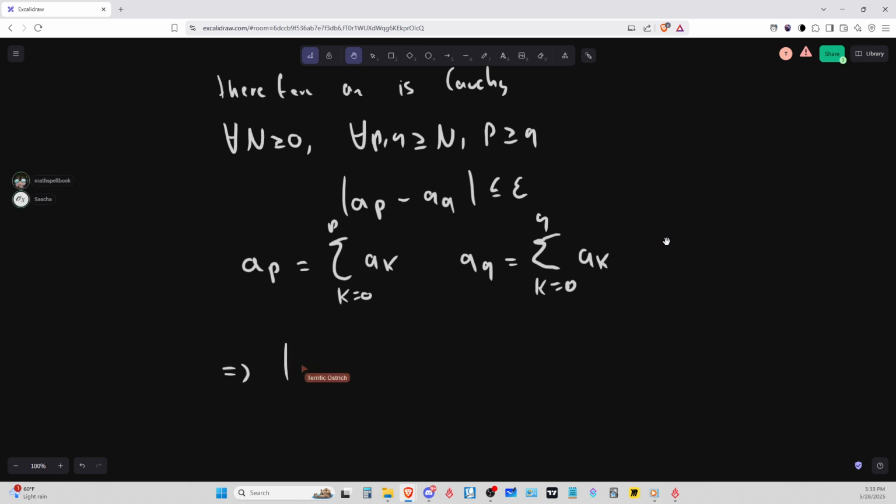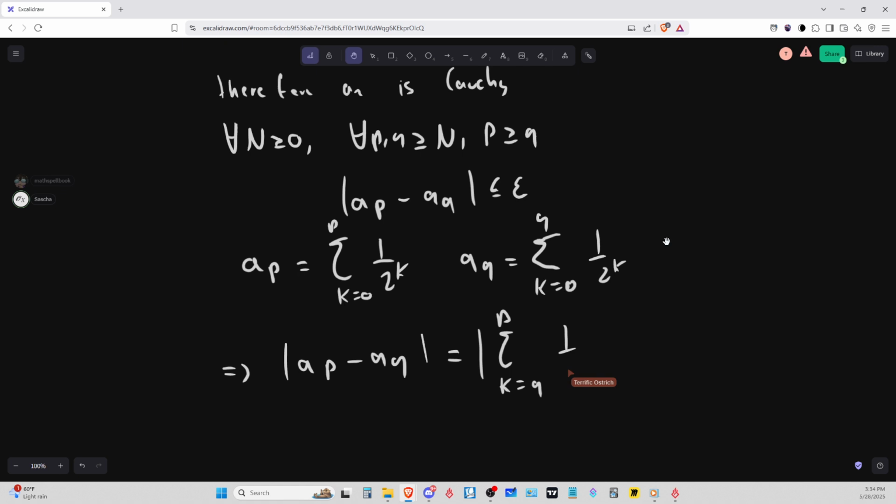Therefore, what I get is that a_p minus a_q is actually the sum from k equal to q to p of 1 over 2^k. Are you used to a summation like that? The indexes are the same for k; the only difference is p and q, but since p is bigger, then basically q is still within p. Yeah, it works. Here I was a bit sloppy.